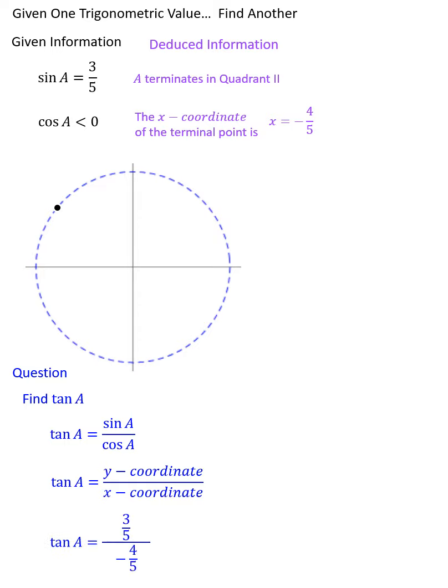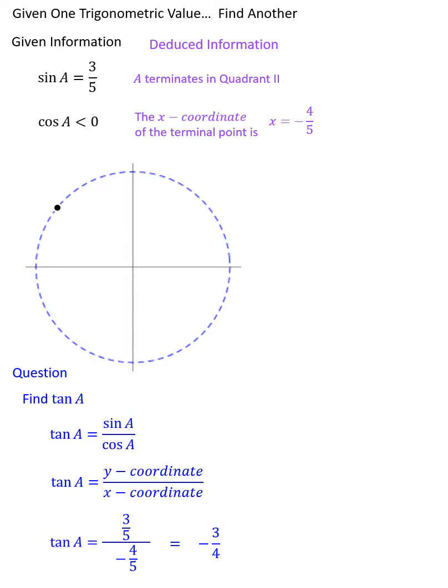But I just spent a lot of time figuring out what the x-coordinate of that point is. And I knew that the y-coordinate was 3/5. Plugging all the deduced and given information into this formula allows me to work that out on scratch paper. That ultimately led me to a final answer of -3/4.